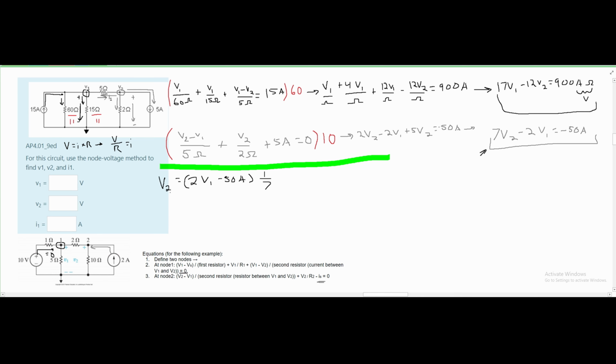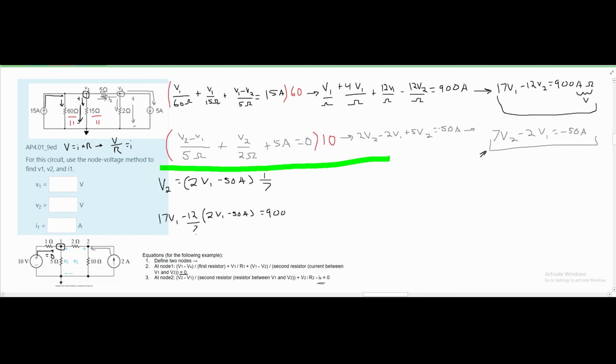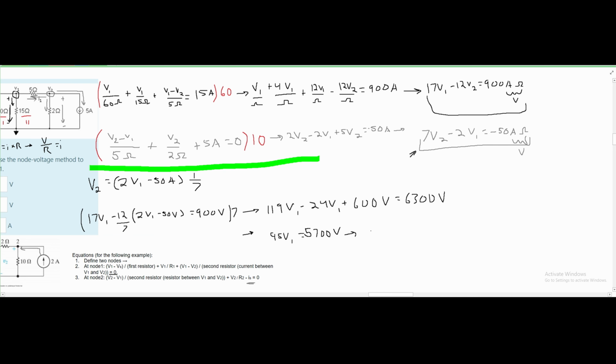If I solve for V2, I'll get this, and then I'm going to plug it into our first equation. I get this, and now I'm going to combine like terms. I also totally forgot about the units. This should be amps times ohms, and this will be a voltage right here. So that means this is going to be 50 volts, and this will also be 900 volts. So now we're going to multiply everything by 7 and then combine like terms. After we do all this, we're going to get that our V1 is equal to 60 volts. So this is the answer for V1.